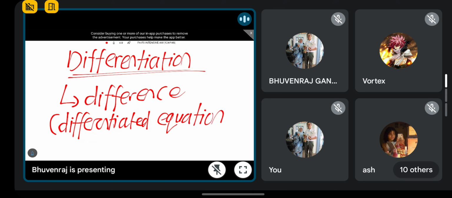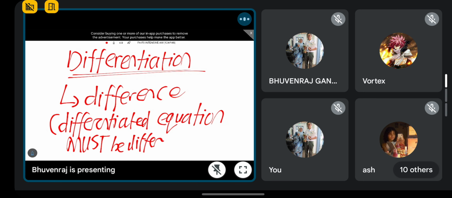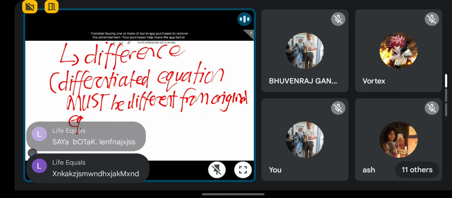The differentiated equation must, must lah guys, must be different from the original equation. This is the key point. Whenever you do differentiation, make sure your differentiated equation is always different from your original equation. This is the first point you all must know.